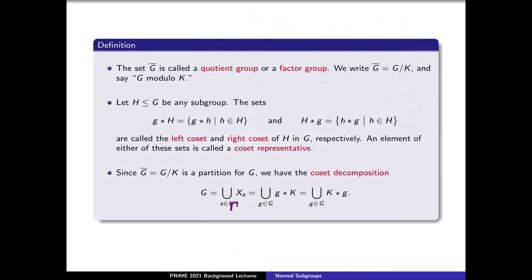And so now we have the union of the X of A's is equal also to the union, but instead of having A in gamma, it's just G is now in G of G star K. And because of the equality of X of A, that's also the same as doing K star G, as G ranges through the elements in G.